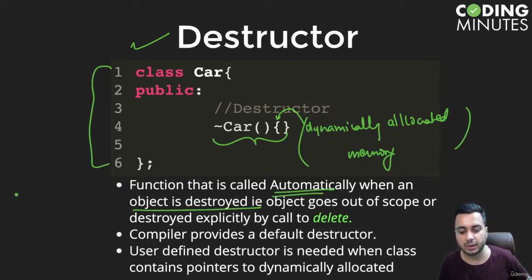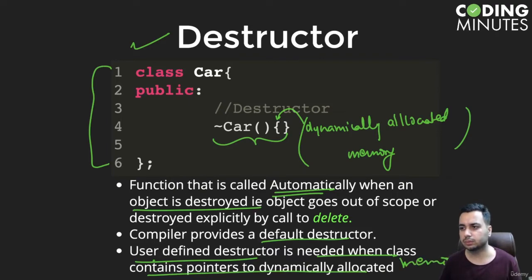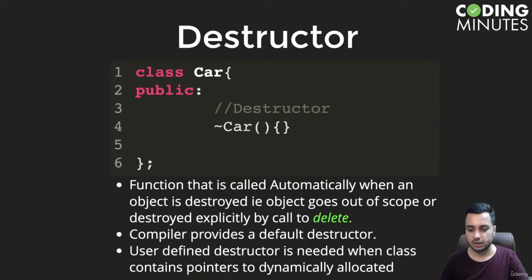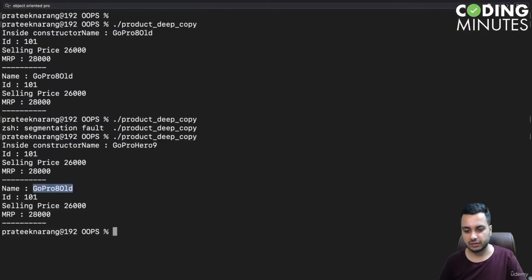For example, we were making a product object, and when the main function is finished, and since product is scoped to main, that object will be destroyed and the destructor for the product will be called. The compiler provides a default destructor, and a user defined destructor is needed when the class contains pointers to dynamically allocated memory. So this is something that we have to take care of. Let me show you this example that we have written.